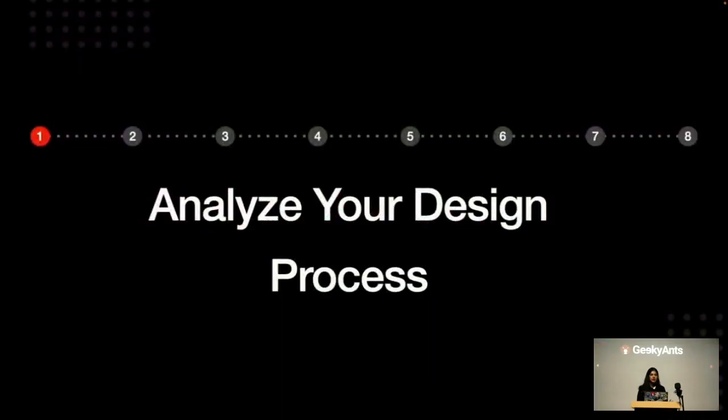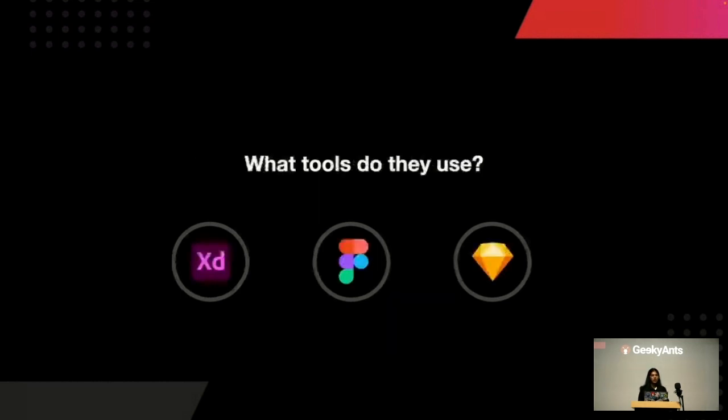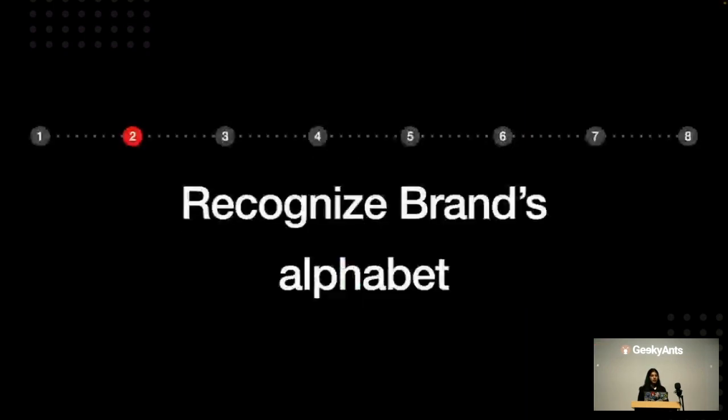The first step is analyzing the design process. There are a few questions that we need to ask, like what is the design system that the company already follows? What tools do they use? I'm not sure about what Coca-Cola uses, but let's just assume that they use Figma and go ahead with the next step. The next step is recognizing the brand's alphabet.